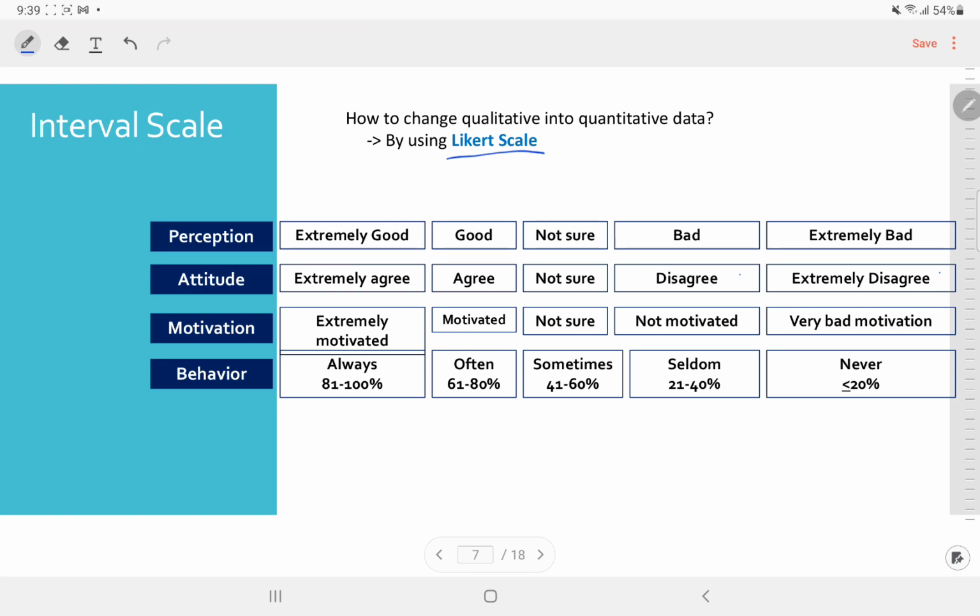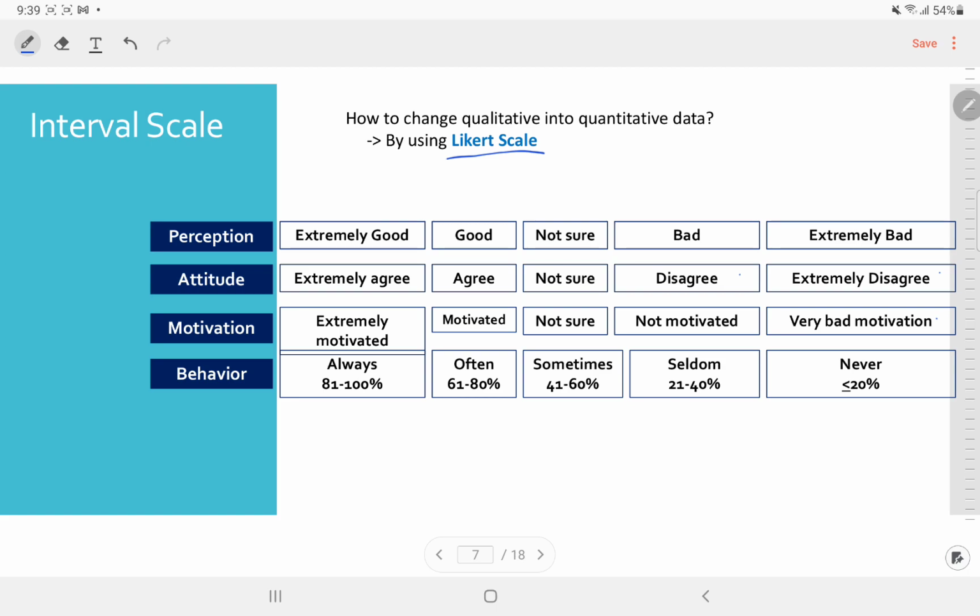Motivations: extremely motivated, or we just usually call that highly motivated, motivated or high, not sure or average, not motivated, low, or very bad motivations. It is very, very low. Almost no motivations that we have.